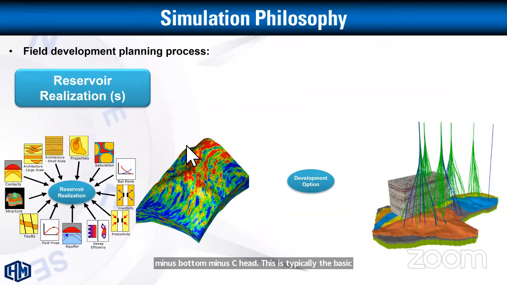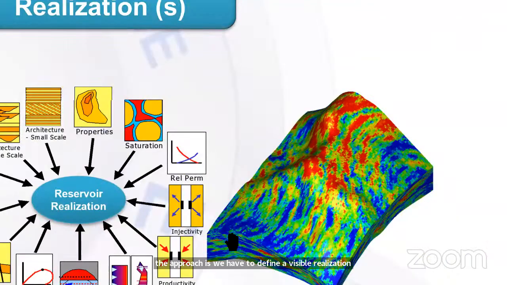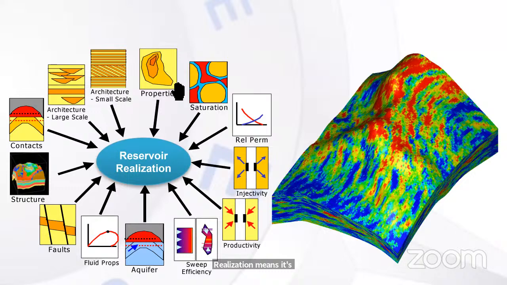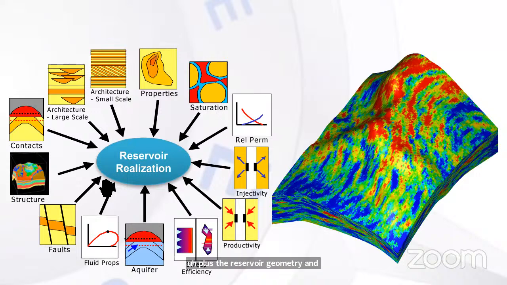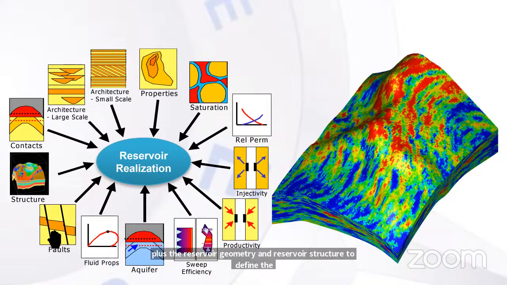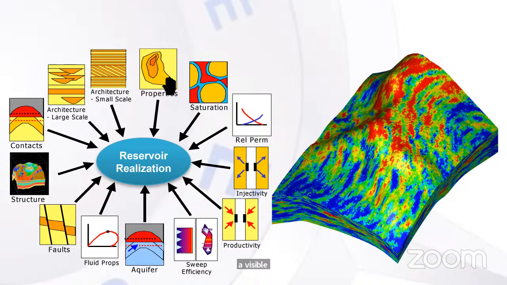So the approach is we have to define a reservoir realization. Realization means it's a set of fluid and rock properties combined together, plus the reservoir geometry and reservoir structure to define the reservoir architecture, the fault model, reservoir structure, fluid contacts, fluid properties like PVT parameters, the relative permeability and capillary pressure data, well completion, aquifer data, and so on.